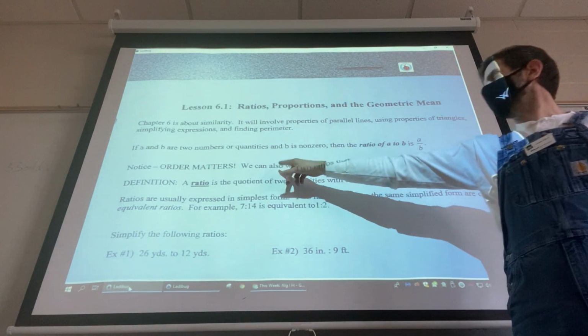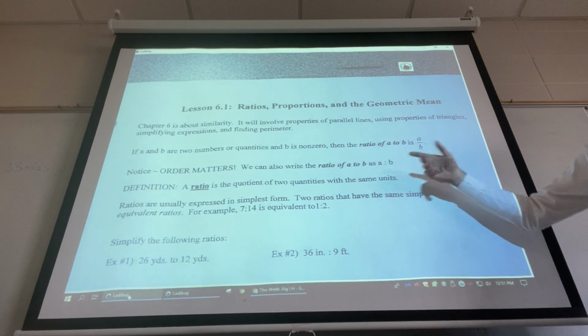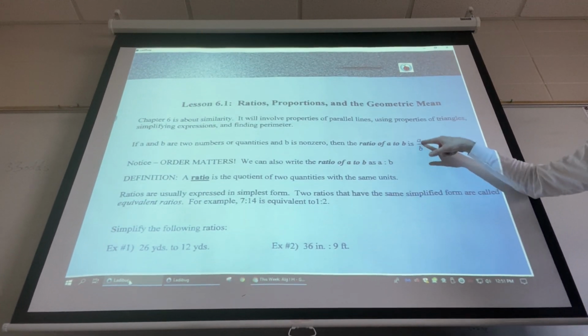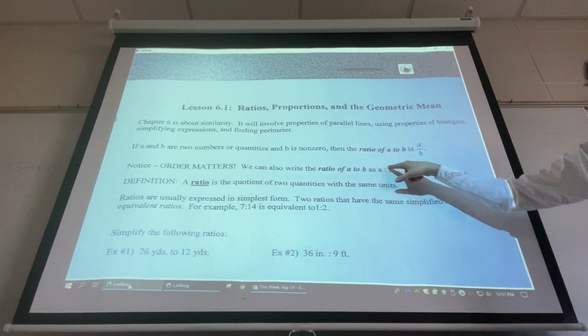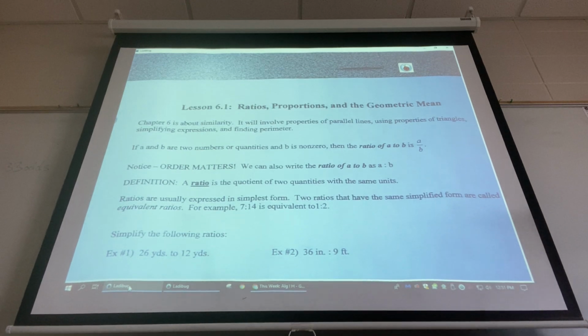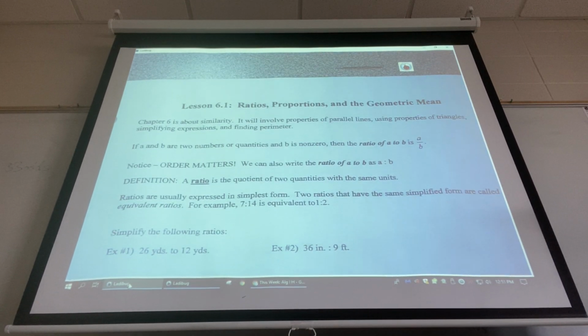Well, notice please, with division, order matters. So if they say a ratio of A to B, you want to write it as A over B. Also, you can write these as A colon B. Those are some ways to write it as well.